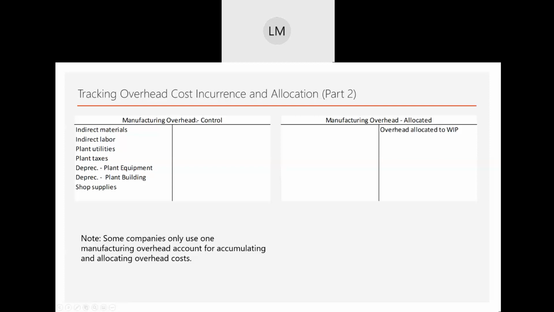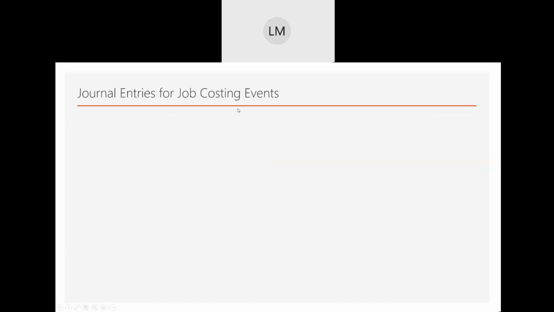So let's see these from a journal entries point of view. Let's start from the very beginning. When we first purchase materials, what are we going to do? Well, we're going to debit our materials control account and credit accounts payable.